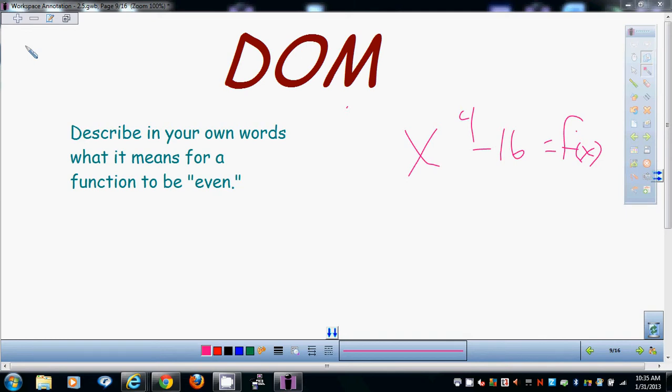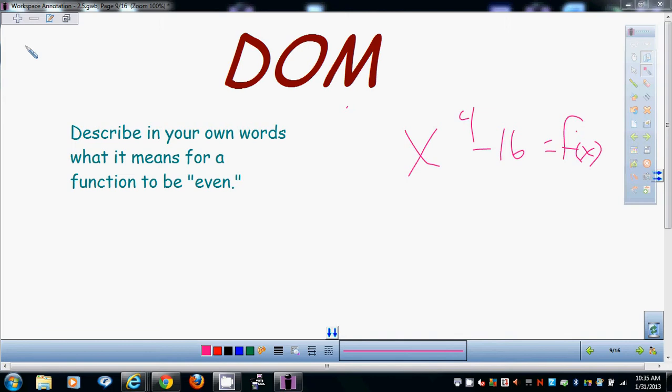Something with even exponents. That's right. Now, if it has all even exponents, what does that mean it will look like on the graph? Anybody remember that? Yes. Symmetrical over the y-axis. Now, why is that helpful to you if I'm not a big stickler about sketching?